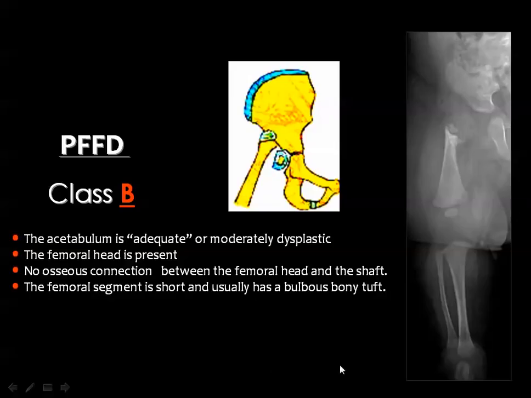In class B, the acetabulum is adequate or a little bit distorted. The femoral head is also present. There is no osseous connection between the femoral head and the shaft, meaning that the femoral neck is not ossified. The femoral segment is short and usually has a bulbous bony tuft. Like this one, you may feel that this is class B.